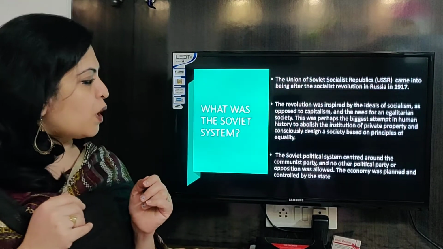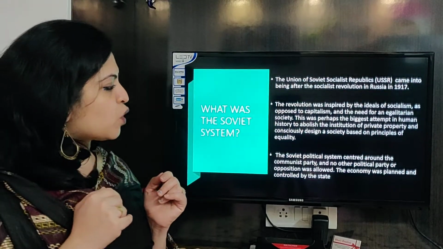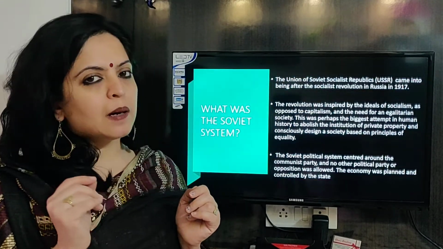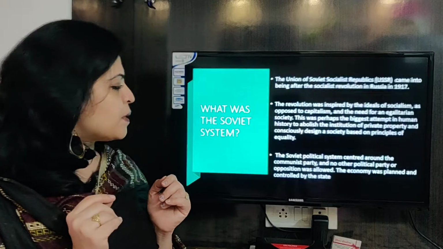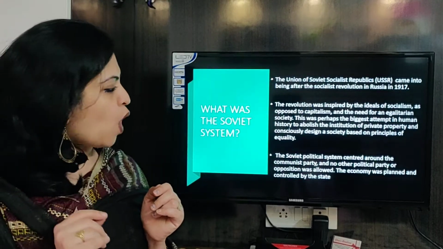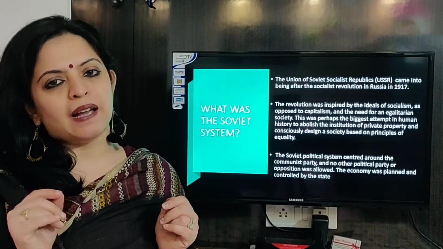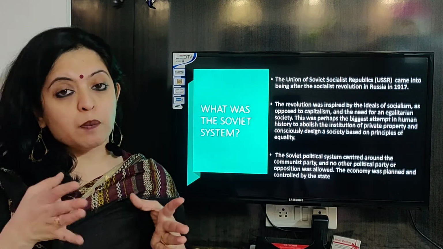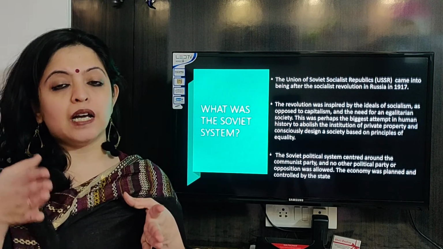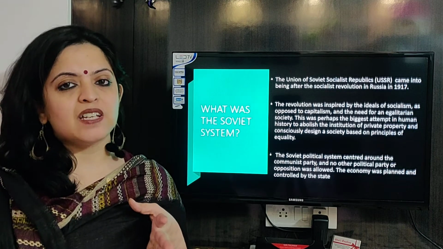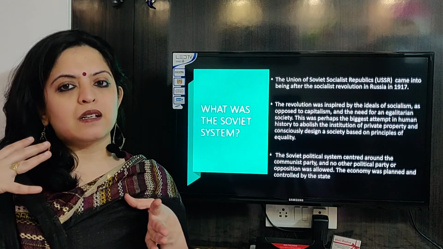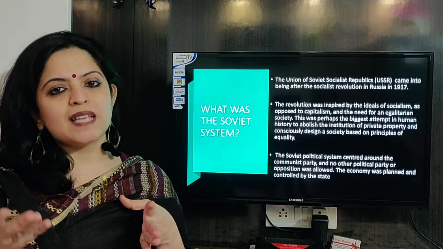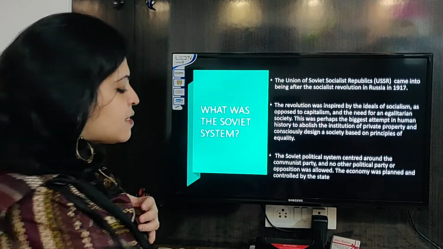Now the Soviet political system centered around the Communist Party and no other political party or opposition was allowed. The economy was planned and controlled by the state. तो state ने ही उसकी economy को control किया और बहुत ही planned तरीके से चलाया in order to challenge the US economy. I'm moving on to the next slide.